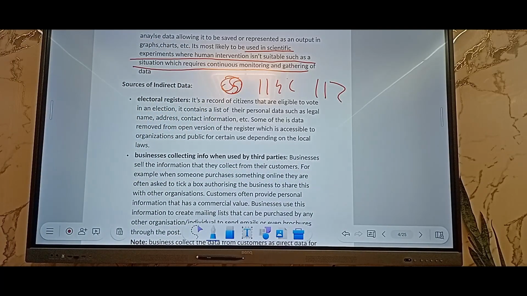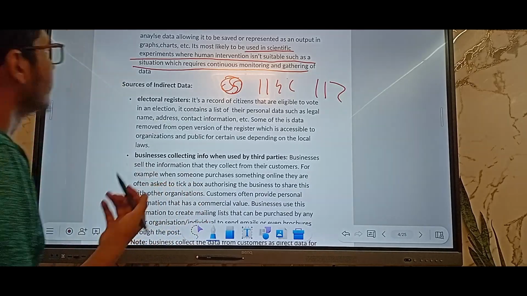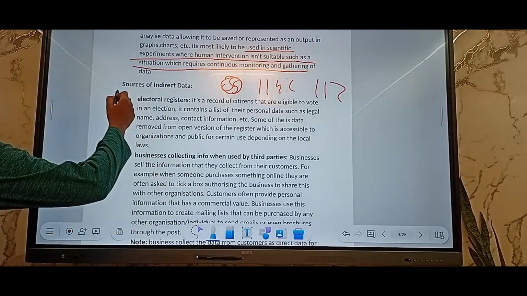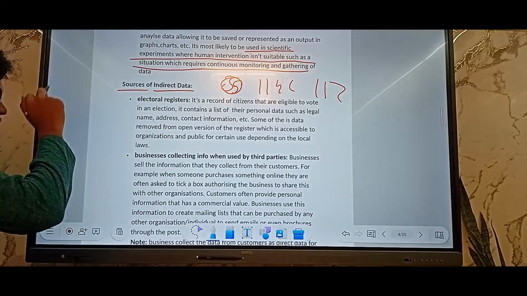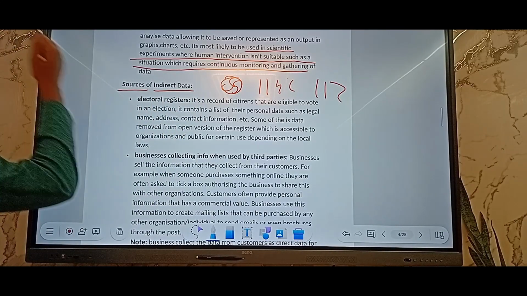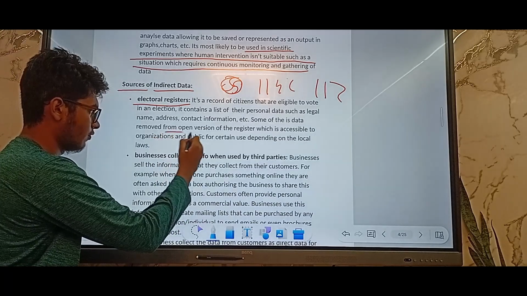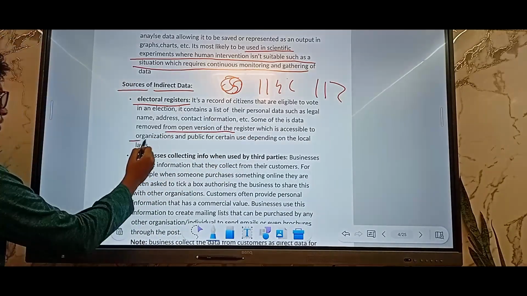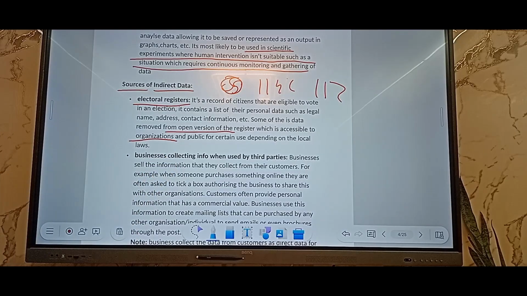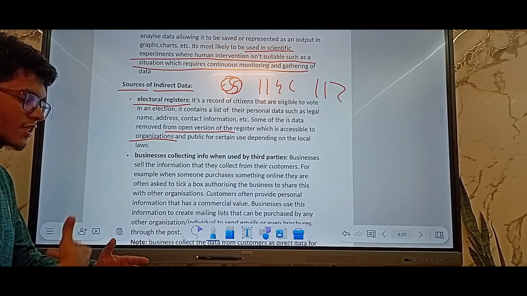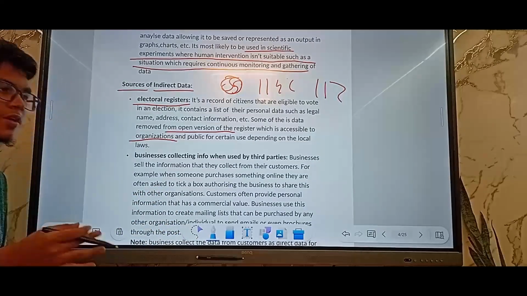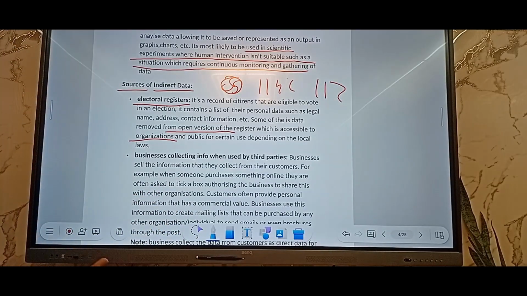So this is what data logging is. It is logging data by using sensors. So moving on to the next one, we have sources of indirect data. I think I've already mentioned the electoral register. It is a record of citizens that are eligible to vote in an election. It contains a list of their personal data such as legal name, address, contact information, etc. Some of the data is removed from the open version of the register, which is accessible to organizations and the public for certain uses, depending on the local law. So some information definitely has to be hidden, otherwise you're basically giving away everything about yourself, right?